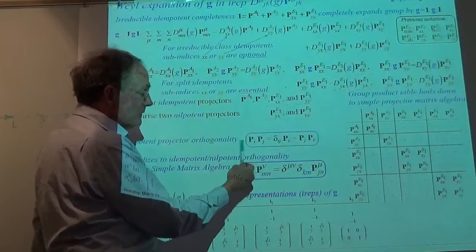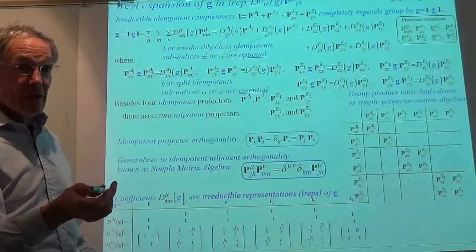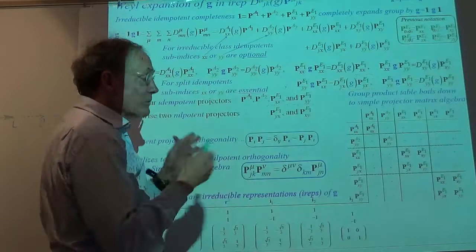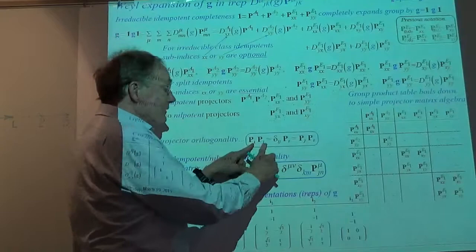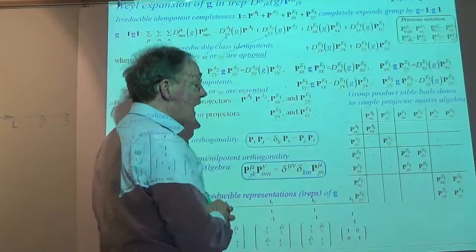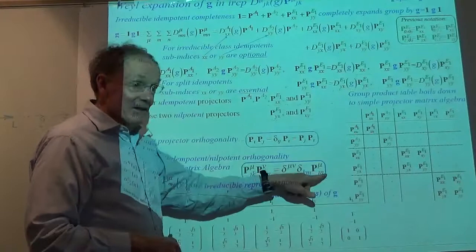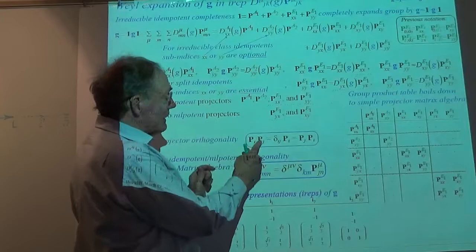Remember, the projectors that commuted with each other, that was true for any cyclic group, right? You had 3 projectors for C3, 4 projectors for C4, all commuted with each other and satisfied the equations that Pi Pj was 0 if i was not equal to j, but if they were equal, then it was just Pi equals Pj. Okay? This is a little more complicated, because these things have hiding in them projectors like this.